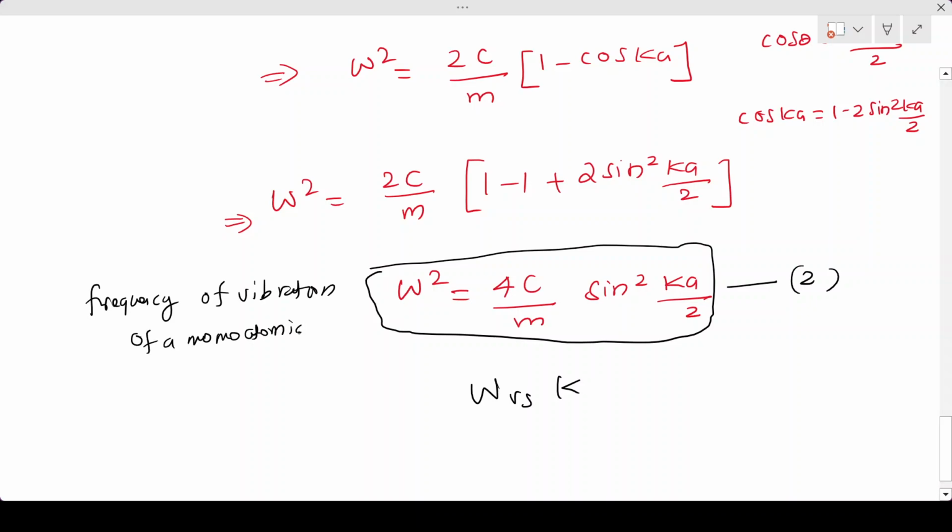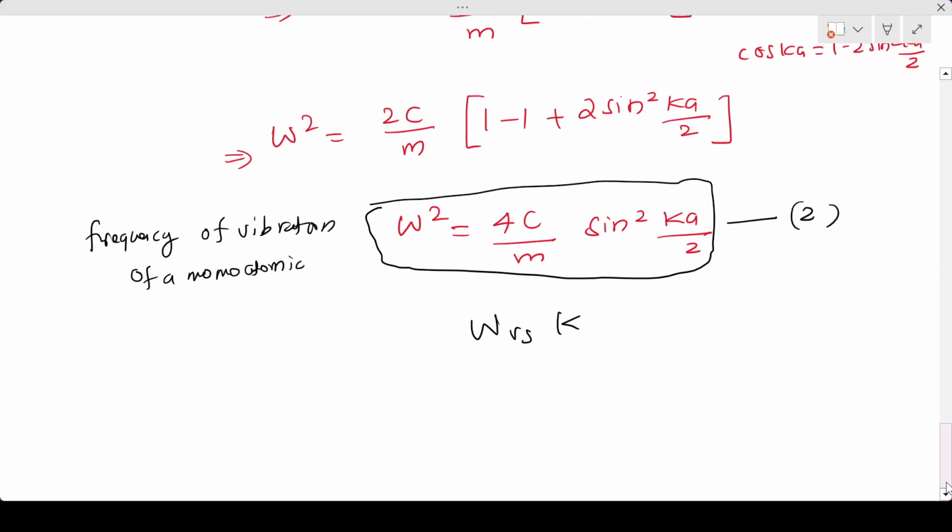What does monoatomic lattice mean? The atoms of the crystal are made up of a single type of atom. Okay, single type of atom. So it's the frequency of vibration of a monoatomic lattice.